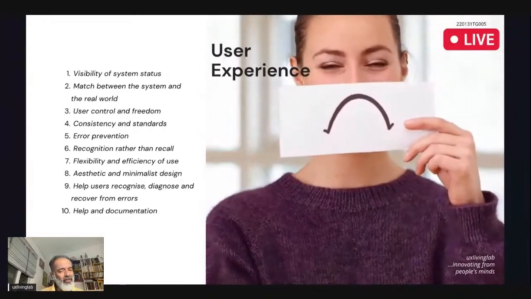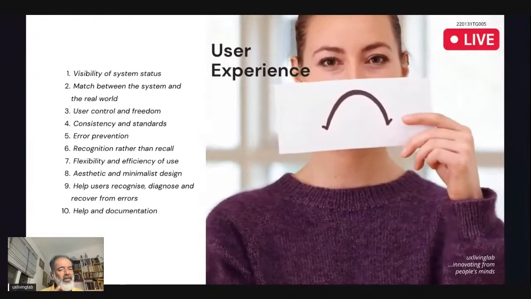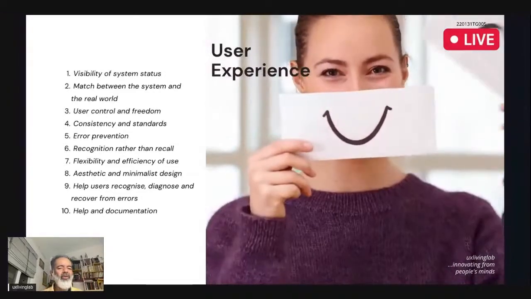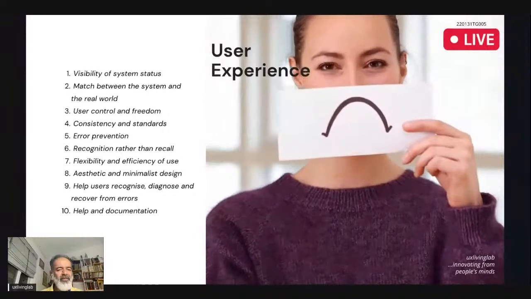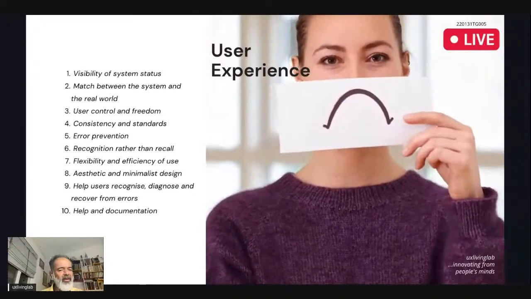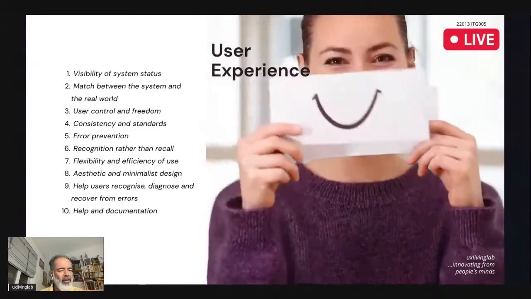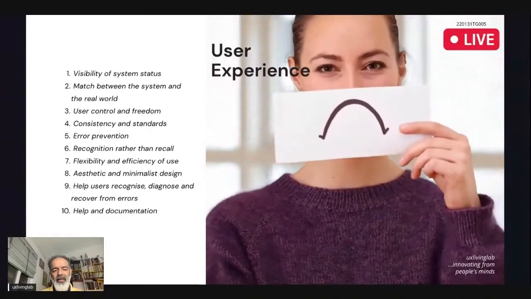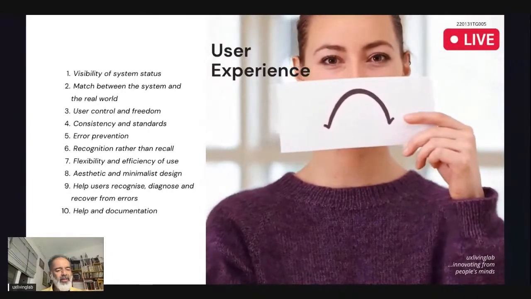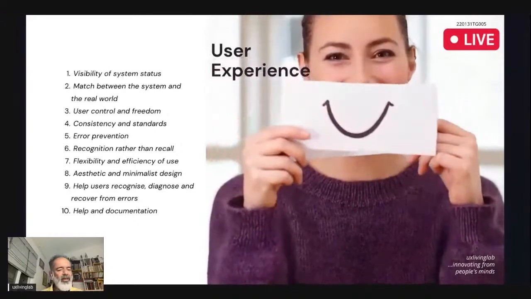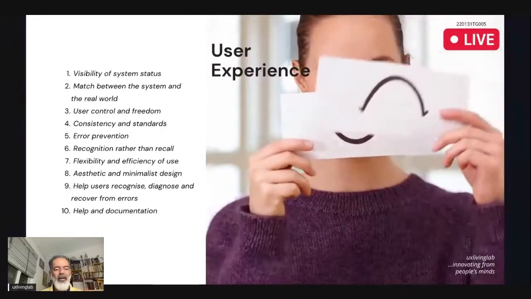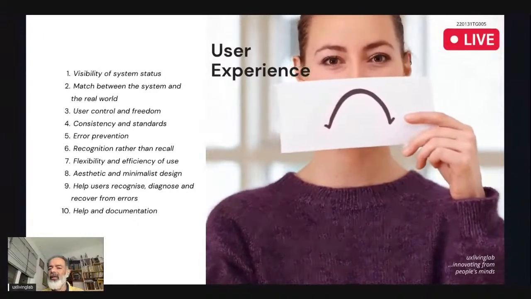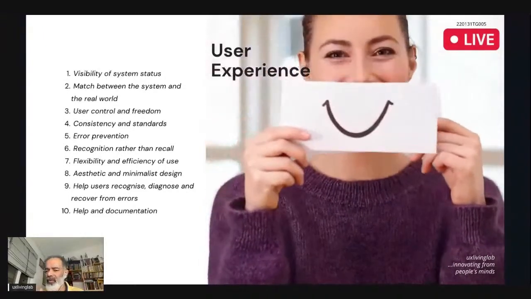Look into these rules. These rules create user experience. Look again at these rules: visibility of system status, match between the system and the real world, user control and freedom, consistency and standards, error prevention, recognition rather than recall, flexibility and efficiency, aesthetic and minimalist design, help users recognize errors, and help and documentation. Think about these rules. These rules are actually the triggers or catalyst for the user experience.